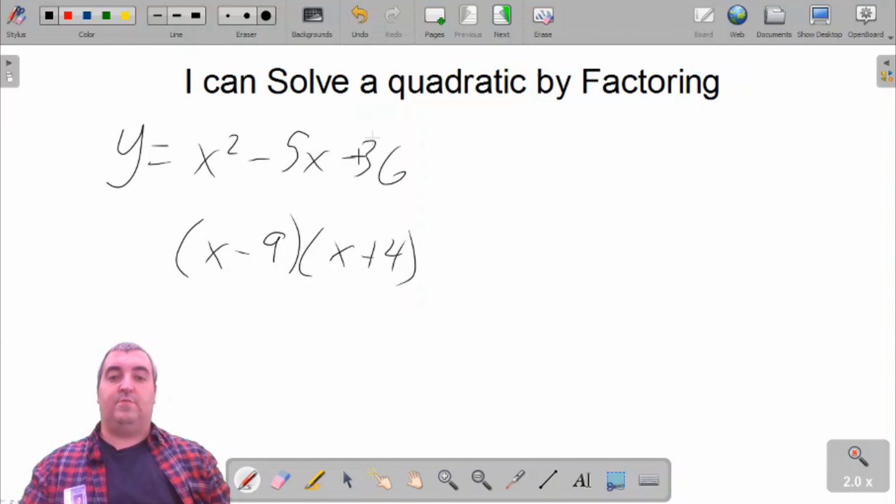Product is negative 36. Sum of these two is negative 5. The a value is 1, so it ends up making it a little easier for us.